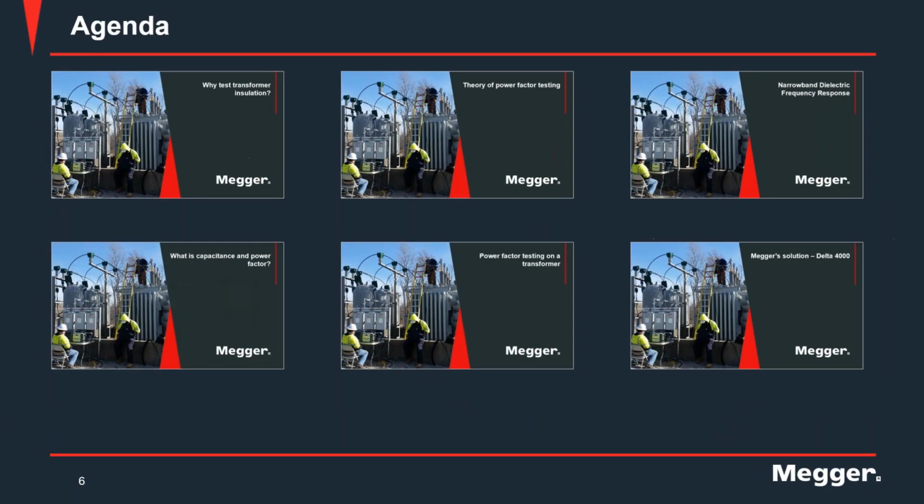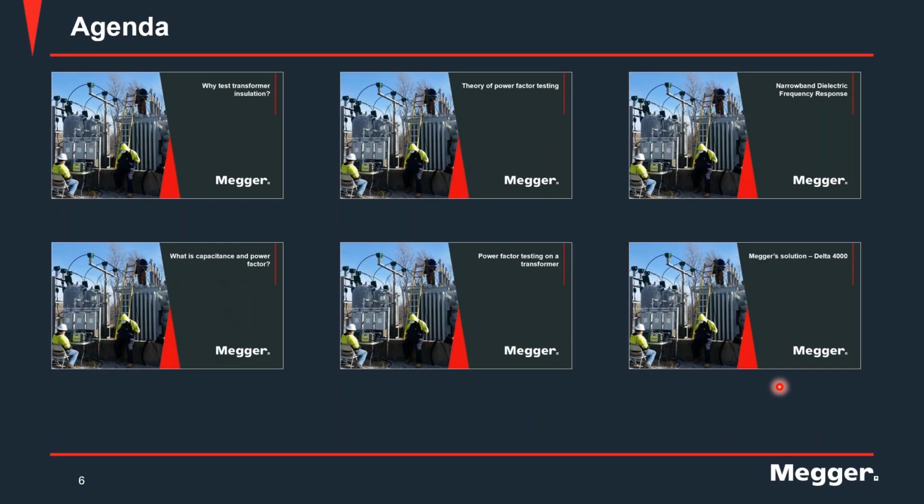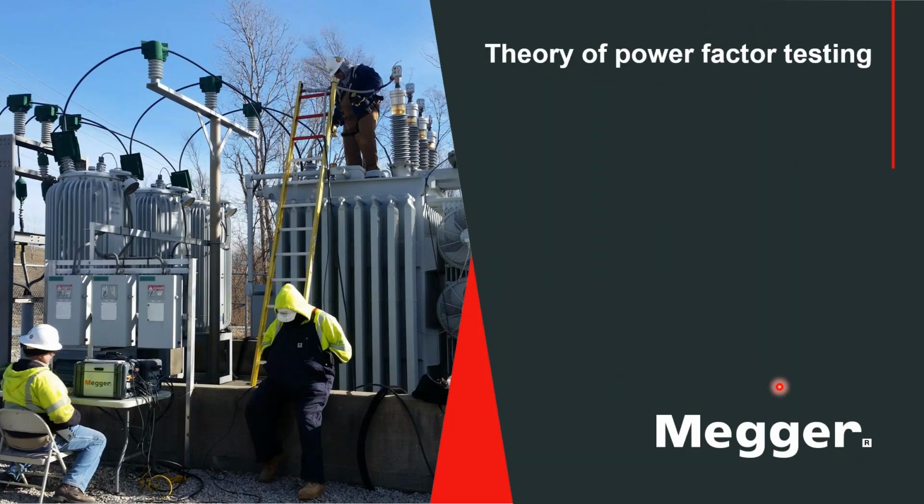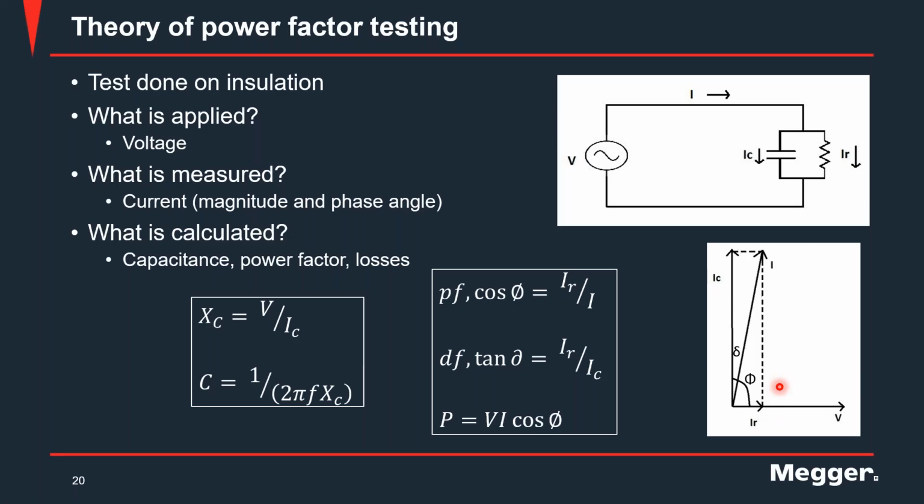Having understood what we mean by power factor and also what we mean by capacitance, let's look at the theory of power factor testing. In power factor testing, as I said, we try to measure the dielectric losses in the insulation. So this test is done on the insulation. We apply voltage across the insulation and we measure the current that's coming out of the insulation. We not only look at the magnitude of the current, but we also look at the phase angle.